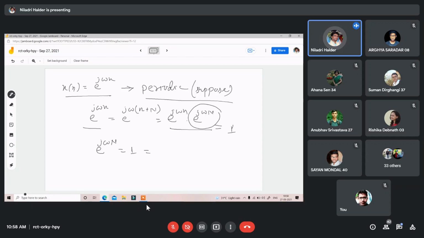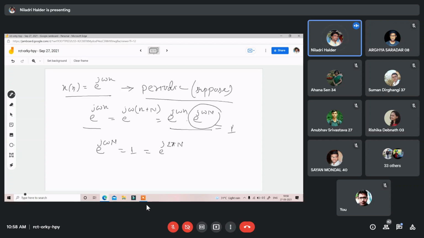And 1 is defined as e to the power j 2 pi k. Consider any integer value of k here. You will always get the value 1, as it is 2 pi. e to the power j theta is cos theta plus j sin theta. So simply put the values, you will get your result.